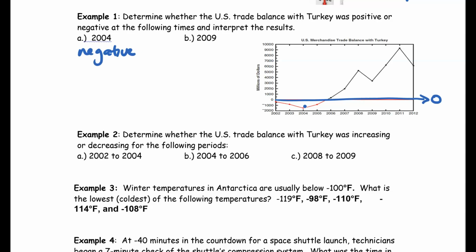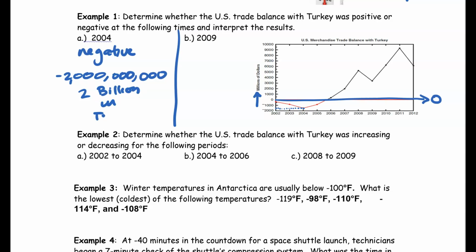And then interpret the results. So what are those results? It looks like if we go across there, it looks about -2,000. And in order to interpret that number, let's look at the y-axis label. So it says millions of dollars. So what does -2,000 million mean? So first let's make it a million by adding 6 zeros. Okay, so if we add 6 zeros, then we actually get $2 billion. So this would be 2 billion in debt. So we owe them $2 billion.